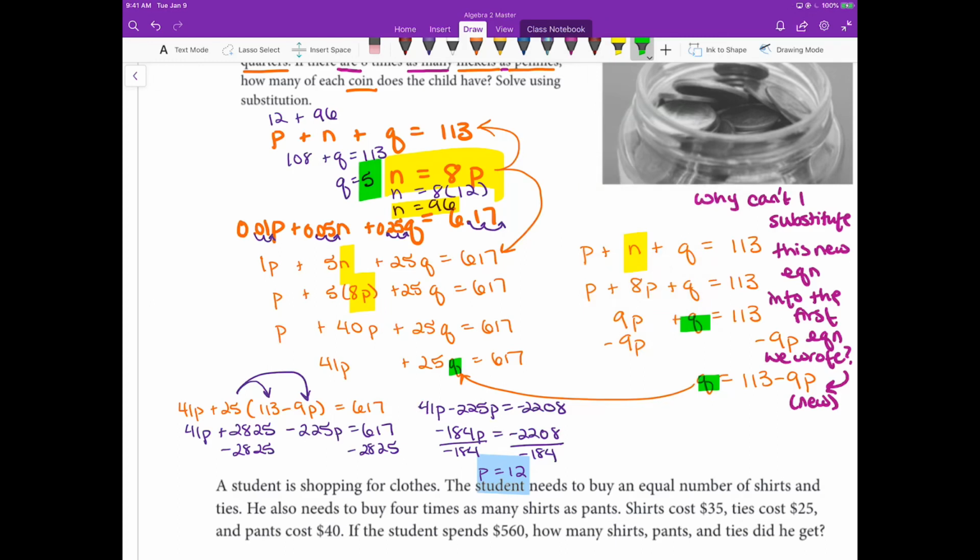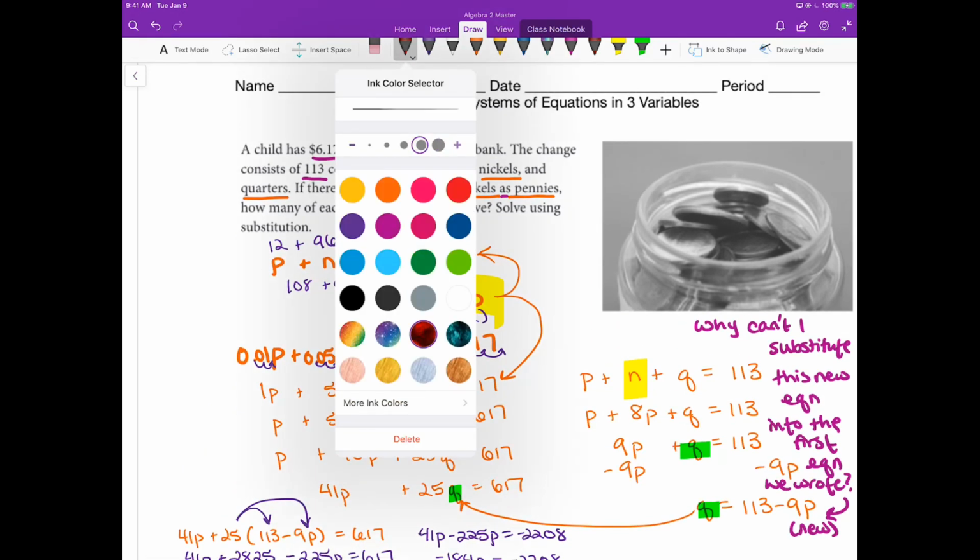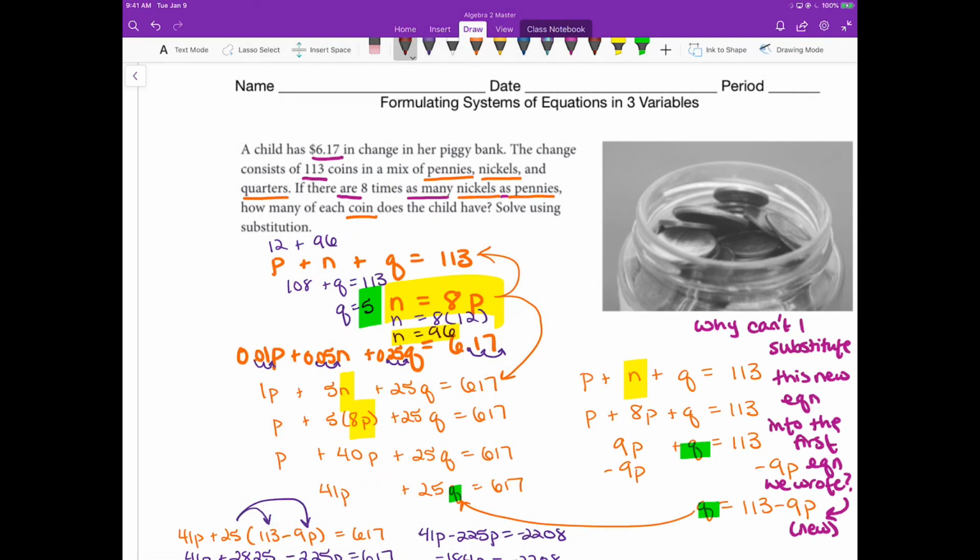And so we found each of our things. Let's write our solution very clearly to the side. So our solution is 12 pennies, 96 nickels, and 5 quarters.